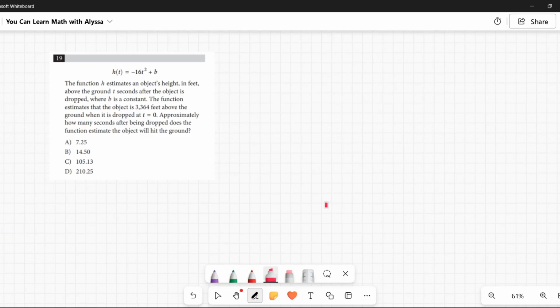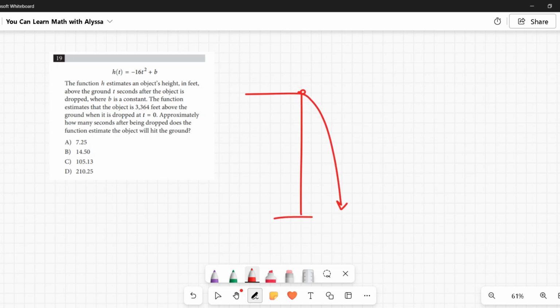Number 19, h of t equals negative 16t squared plus b. The function h estimates an object's height in feet above the ground t seconds after the object is dropped. All right, so it's not thrown in the air, it's just dropped. So someone is standing on this little ledge and it's going boom, like that. And it's going down, it's going to hit the ground.